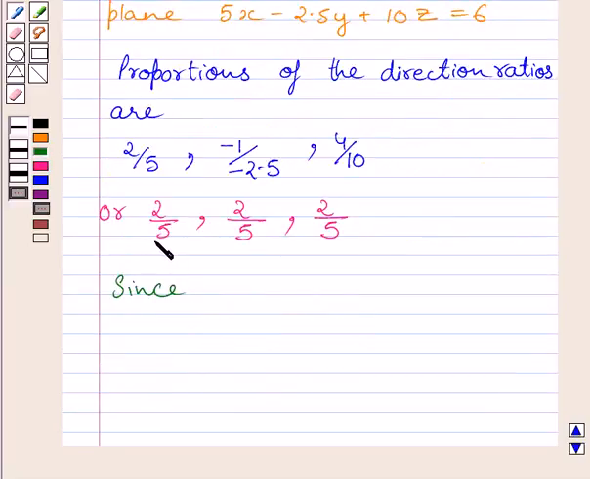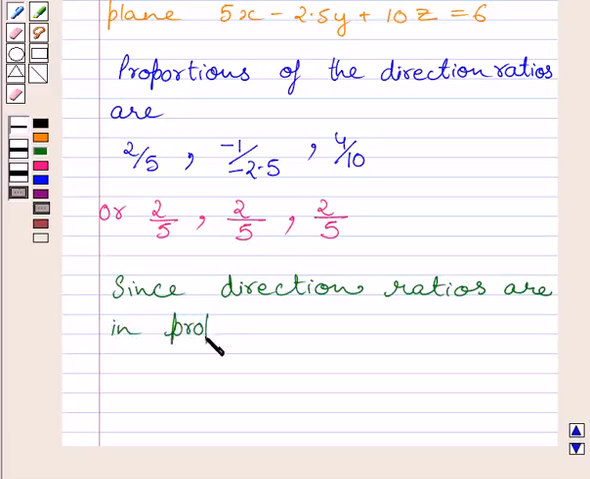Now clearly we can see direction ratios are in proportion to each other. So the two given planes are parallel. So we can write, since direction ratios are in proportion to each other, so the two given planes are parallel.